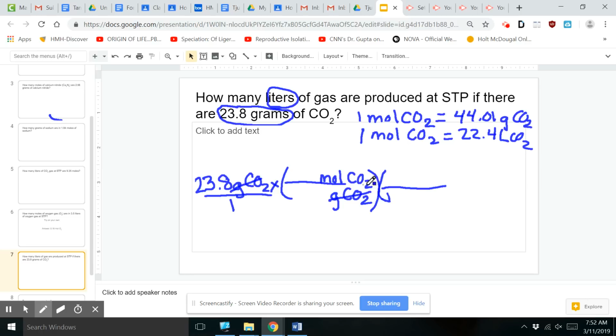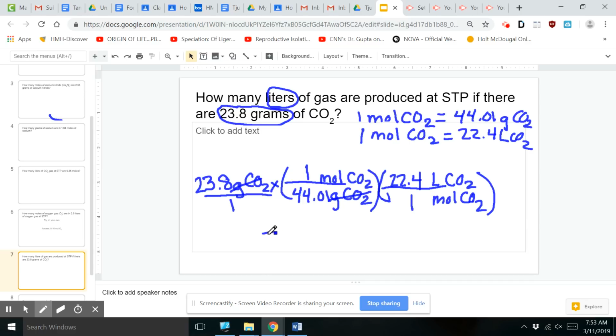We need to get rid of moles of CO2, so that's going to go on the bottom. Now that I have moles, I can either go to grams, which doesn't make any sense, or I can go to liters, which does make sense. So I'm going to put liters of CO2 on top. Now I'm going to put the numbers in. I know the number 1 goes with moles, and 44.01 goes with grams. I know that 1 goes with moles here, and 22.4 liters goes there. Now I plug this in by taking 23.8 times 1 divided by 44.01 times 22.4 divided by 1.